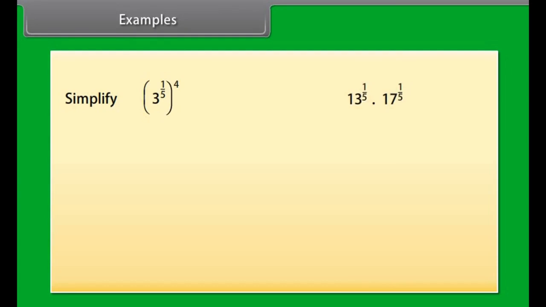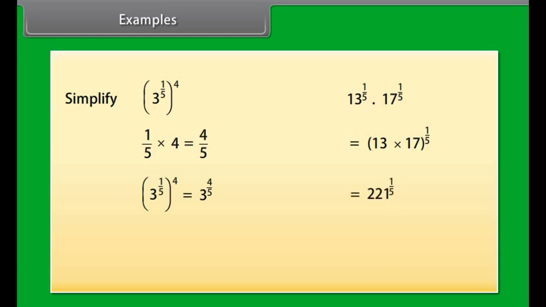Examples. Now let's solve some examples using these identities. Let's simplify the first one: 3 raised to the power 1 by 5 whole raised to the power 4. By multiplying 1 by 5 by 4, we get 4 by 5. So its answer is 3 raised to the power 4 by 5. Now look at the second example. 13 raised to the power 1 by 5 multiplied by 17 raised to the power 1 by 5 is equal to 13 multiplied by 17 whole raised to the power 1 by 5, which is equal to 221 raised to the power 1 by 5.